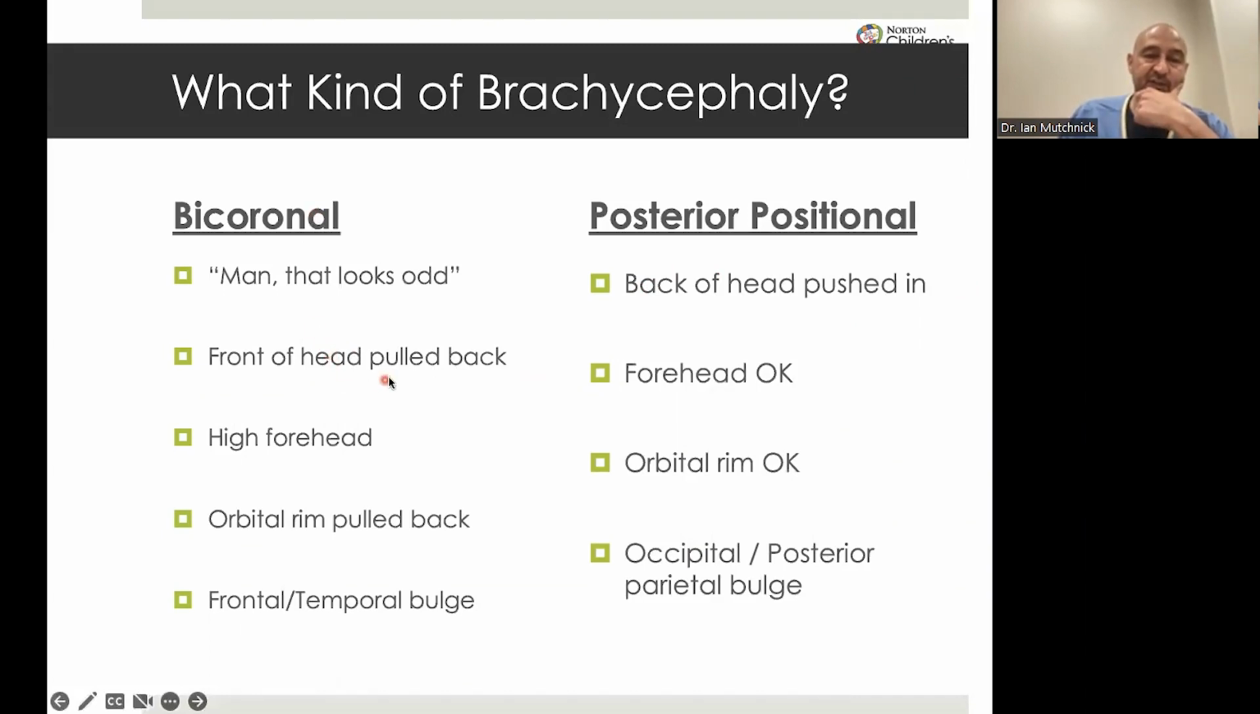With bicoronal synostosis, it looks like the front of the head has been pulled back and the forehead is very high. Here, the forehead tends to be okay and the orbital rim is okay. Here, the orbital rim is pushed back. Here, because of the growth restriction, it's a frontotemporal widening, and here it's an occipito-parietal, sort of posterior parietal bulging.